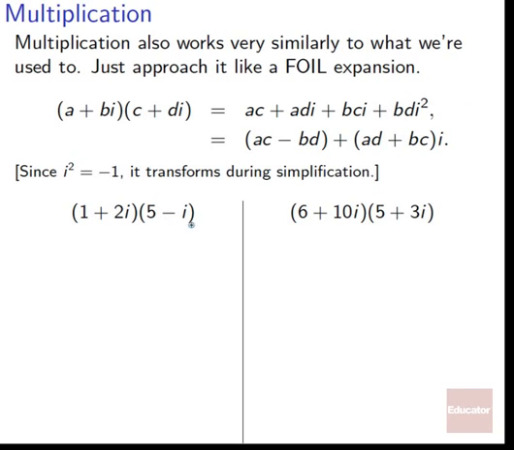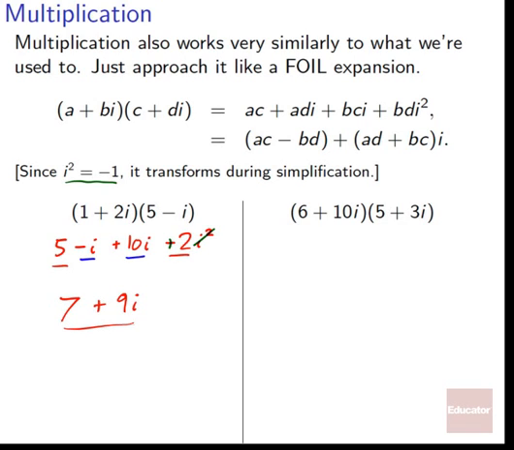1 plus 2i times 5 minus i. 1 times 5 becomes 5, 1 times negative i becomes minus i, 2i times 5 becomes 10i, 2i times negative i becomes minus 2i squared. Once again, i squared is equal to negative 1, so it cancels out and becomes a plus. So 5 minus i plus 10i plus 2. 5 and 2 combine to give us 7, and minus i plus 10i combine to give us plus 9i.